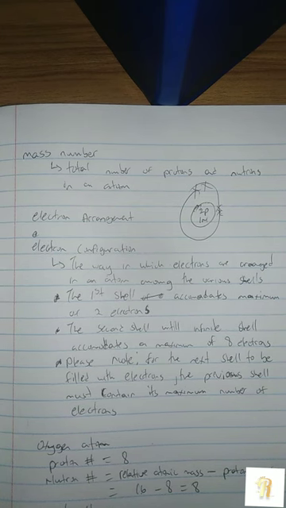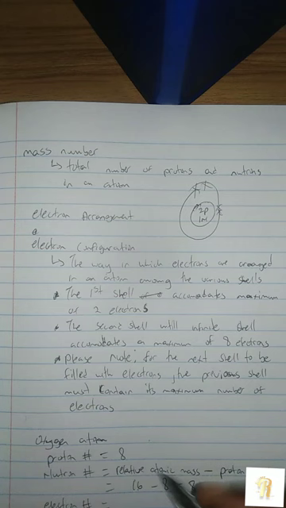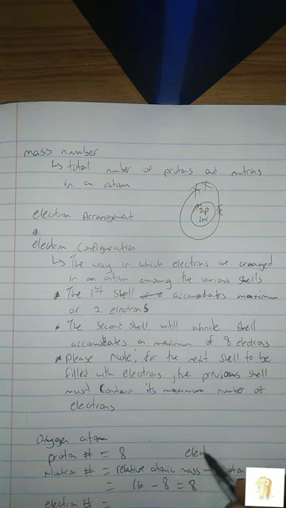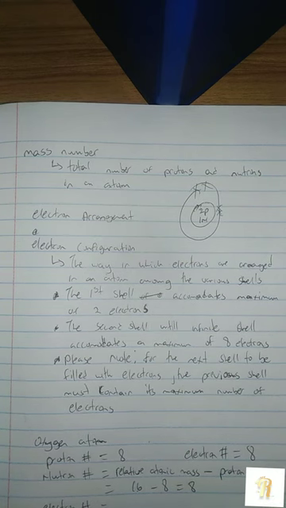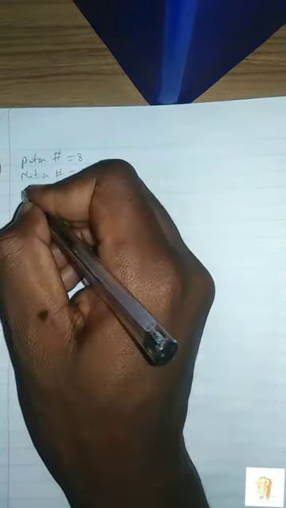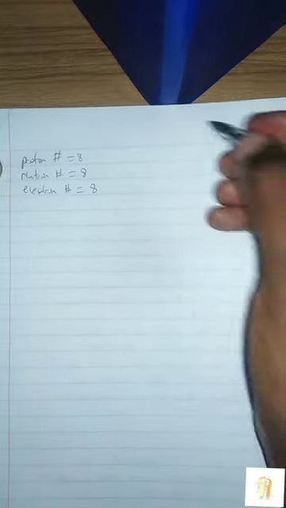What about our electron number? How do we find our electron number? Our electron number is determined by the proton number. Let me write it here since it's not visible. Our electron number is 8. Now let's draw an oxygen atom. Our proton number is equal to 8, neutron number is 8, and electron number is 8.